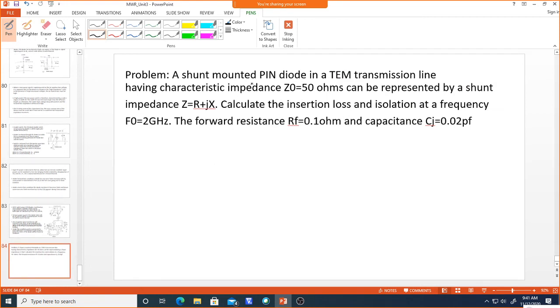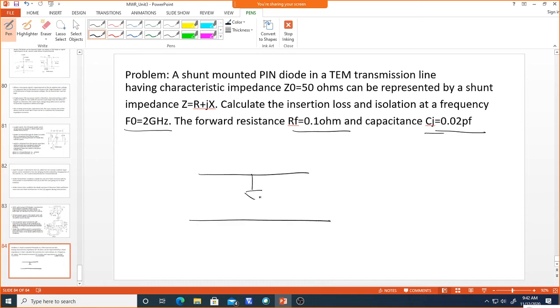A shunt mounted pin diode in a TEM transmission line having characteristic impedance Z0 equal to 50 ohm can be represented by a shunt impedance Z equal to R plus jX. We need to calculate the insertion loss and isolation at frequency F0 equal to 2 gigahertz. The forward resistance is given, and the junction capacitance is given as 0.02 picofarad.